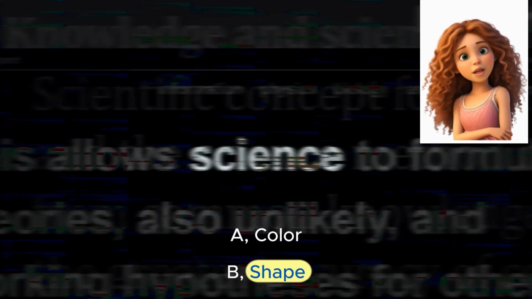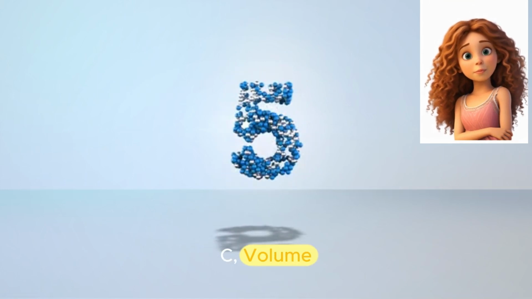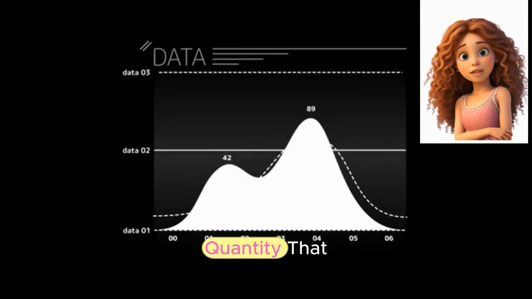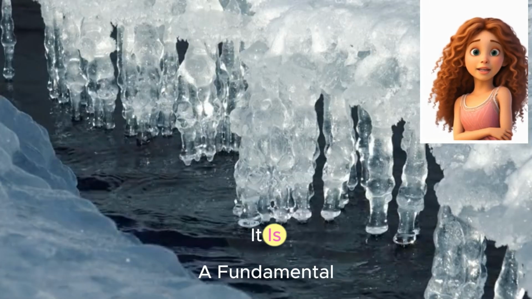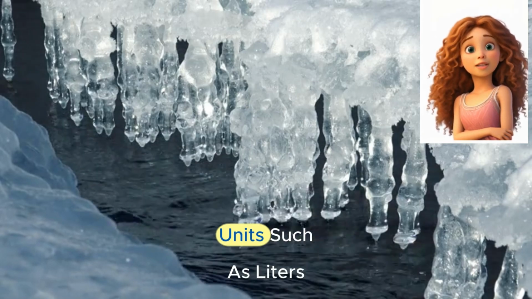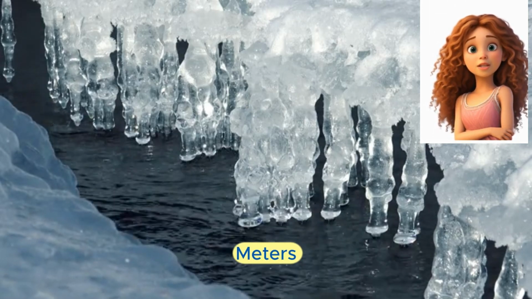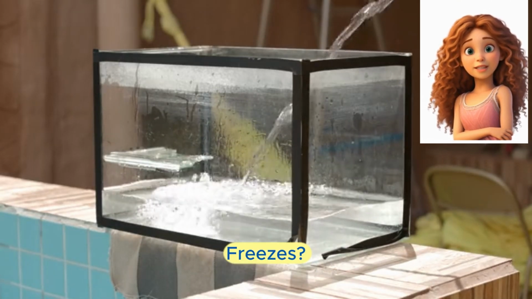Question number 15. Which of these is a state of matter? A. Color. B. Shape. C. Volume. D. Rainbow. The correct answer is C. Volume. Volume is a physical quantity that describes the amount of space a substance occupies. It is a fundamental property of matter and is commonly measured in units such as liters or cubic meters.